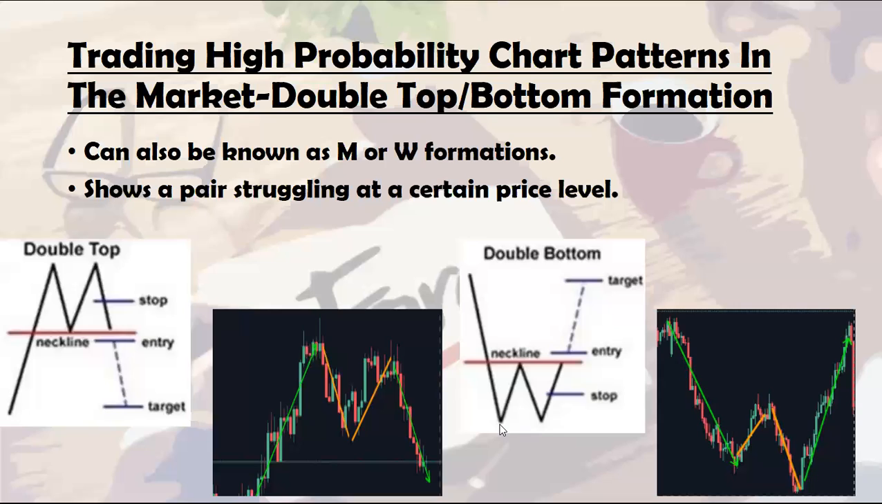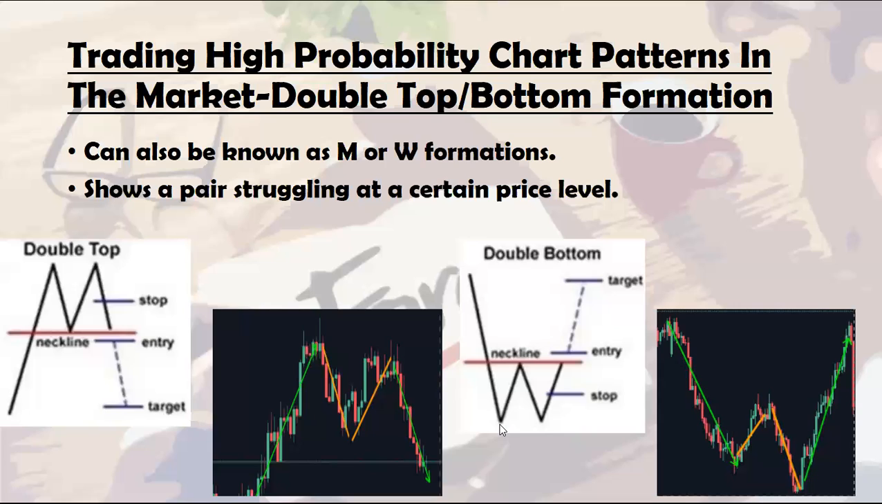Once this pattern has developed, once this right leg is done and it comes back to the neckline, that's where you make a buy, because this is a bullish pattern. The double bottom is a bullish pattern, so that means you'll be making a buy, and you expect price to shoot up from here.